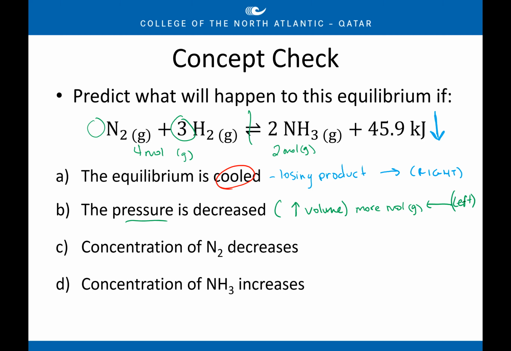Okay, question C. Concentration of N2 decreases. Let's go with orange. So concentration of N2 is going down. The only way to fix that is to get more N2. What we're doing is we're losing a reactant, which means it's going to shift left.